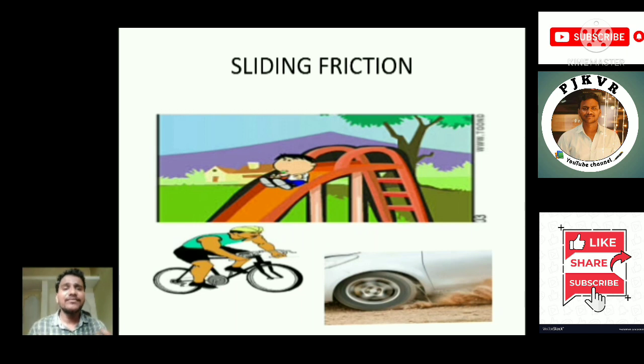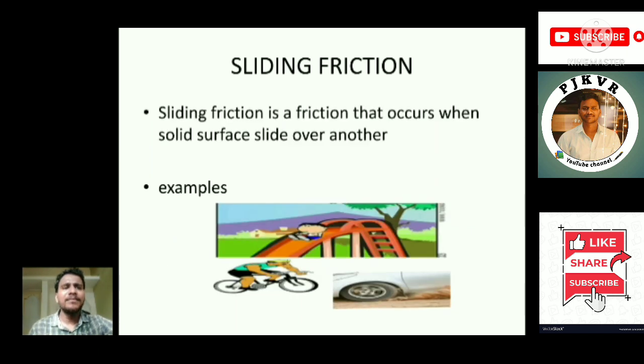Next we move on to the topic sliding friction. These are the examples of sliding friction. What is sliding friction? Sliding friction is a friction that occurs when a solid surface slides over another. This is the sliding friction. What is an example of sliding friction? Take your hands and rub both together to create heat. Due to the friction, heat is generated. Okay, this is one example.